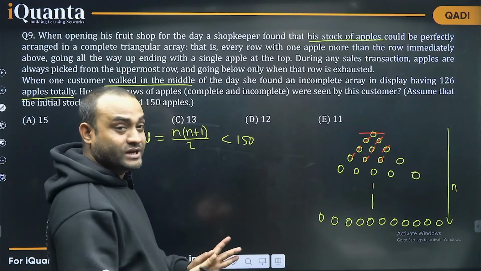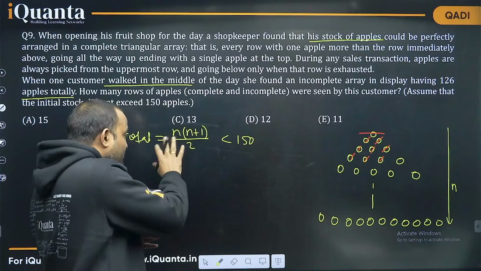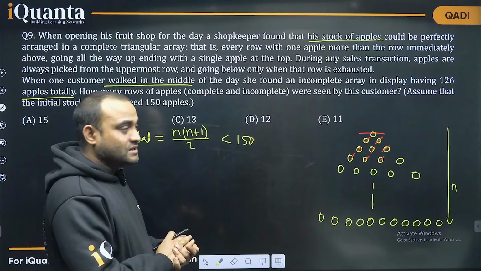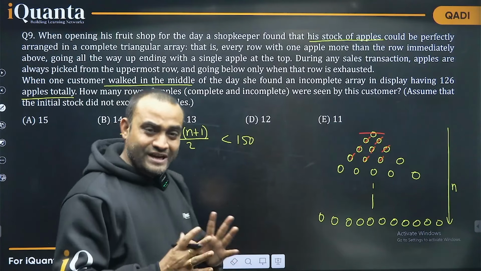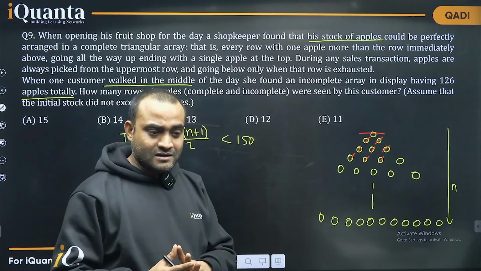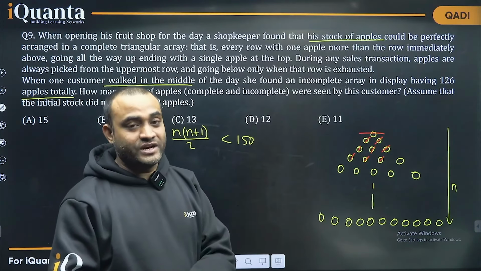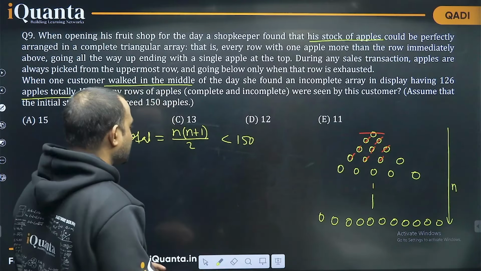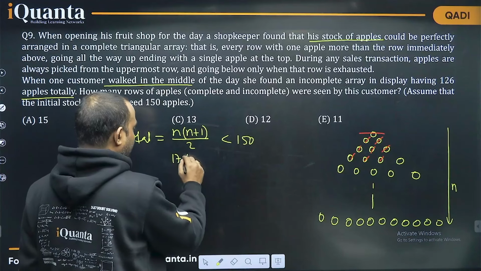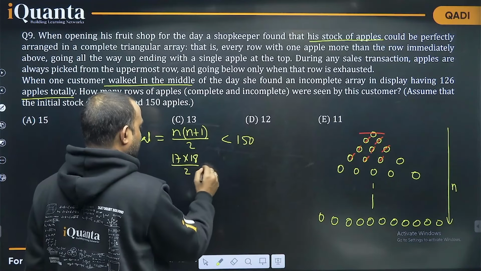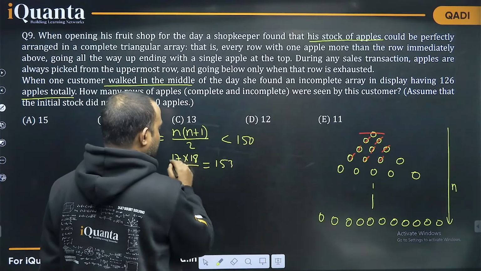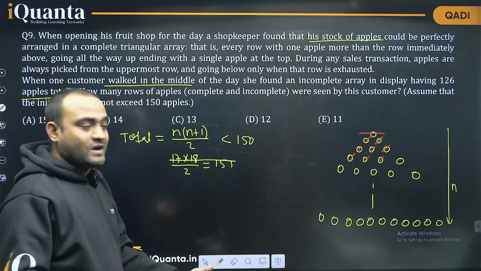Now you can also take idea from this. N into n plus 1 should be less than 300. N into n plus 1 is very close to n square, and closest square to 300 is 17 square, which is 289. If I take n is equal to 17, so 17 into 18 upon 2 is equal to 153. So this one is not valid. This cannot be the total number of apples.